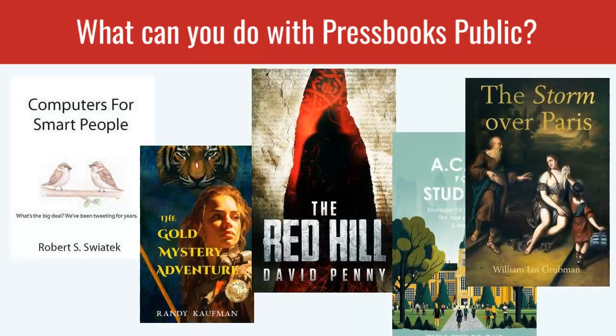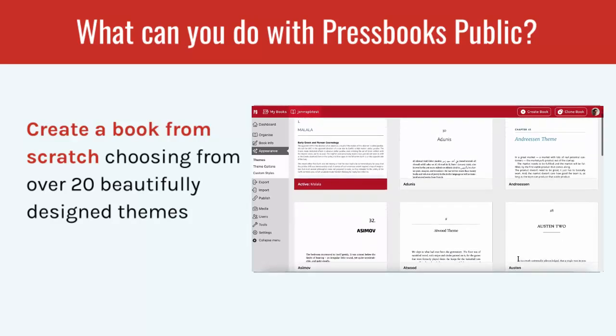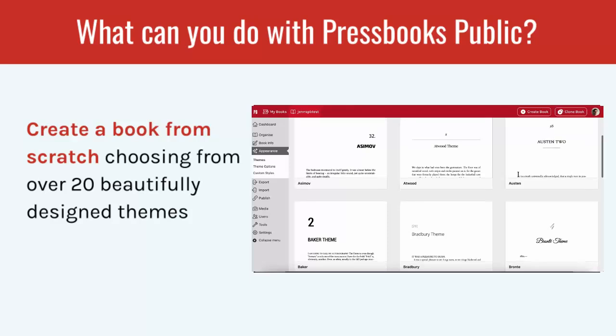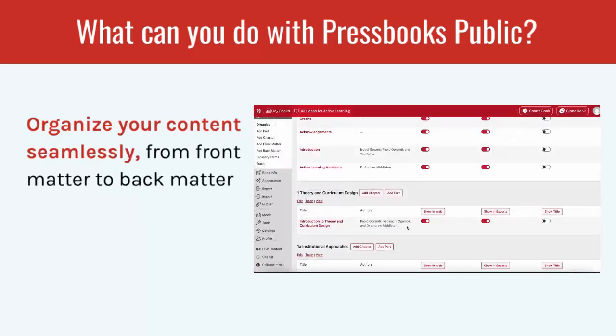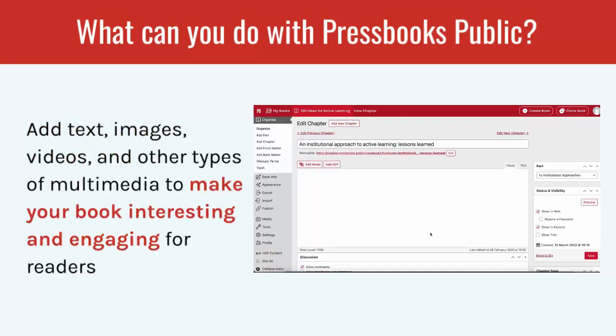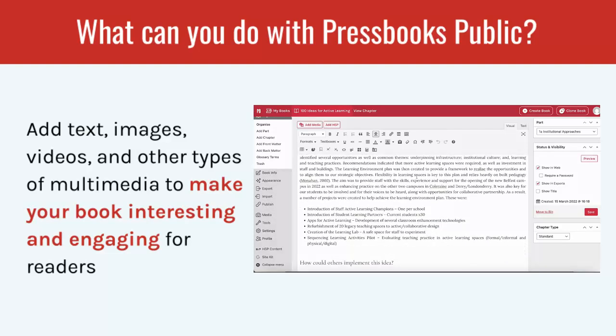What can you do with Pressbooks Public? Easily create a book from scratch, choosing from over 20 professionally designed themes to match your book's tone and style. Organize your content seamlessly from front matter to back matter. Add text, images, videos, and other types of multimedia to make your book interesting and engaging for readers.